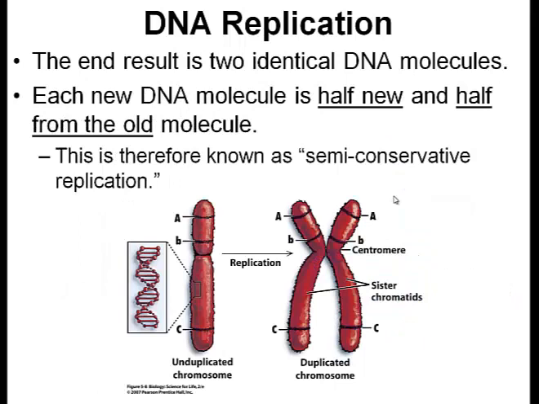The end result then is that we have two identical DNA molecules. Each DNA molecule is half new and half old, and therefore we refer to this as semi-conservative replication.